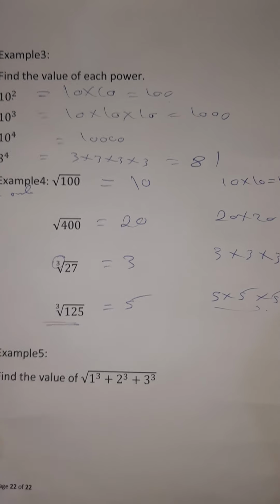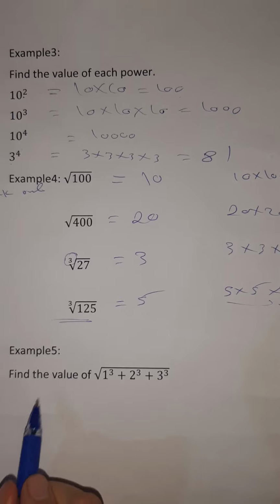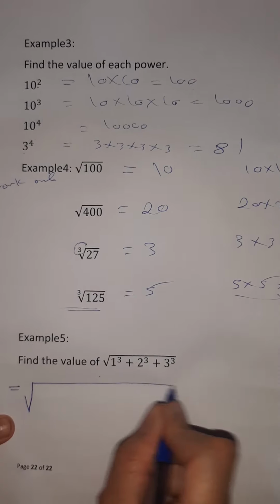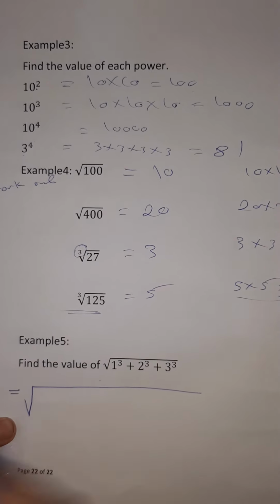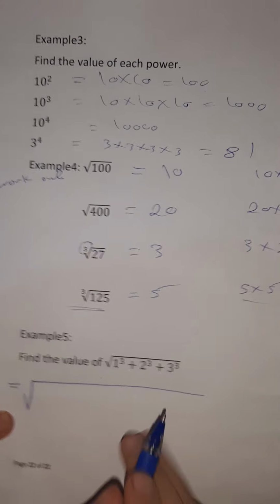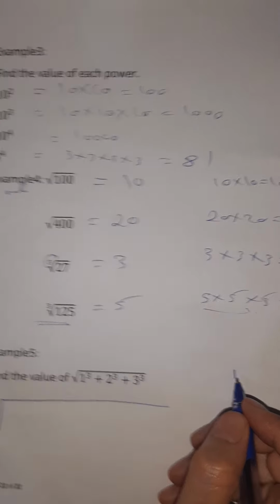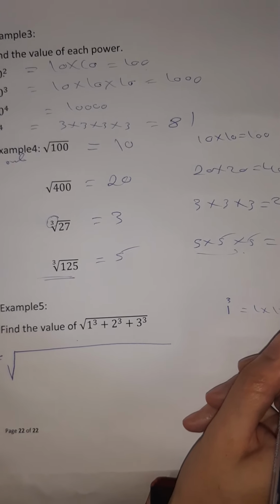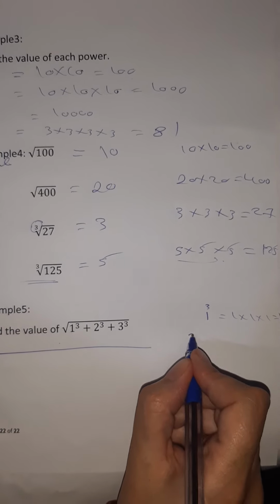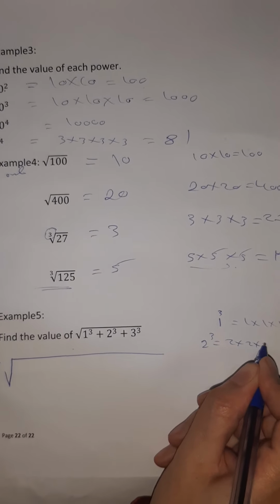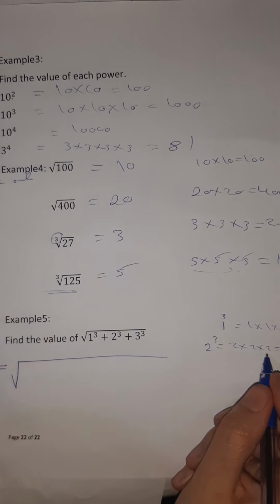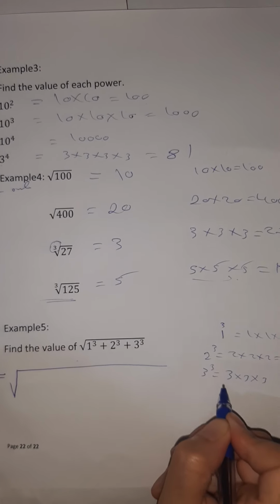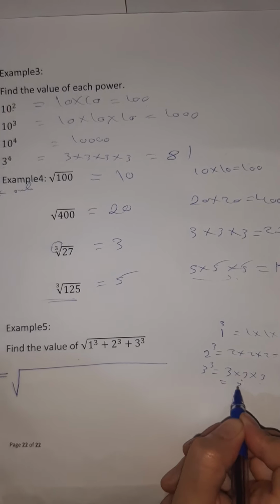Now the last example. Find the value of, look, the square root. There is no 3, it means a square root. 1 cubed means 1 times 1 times 1 equals 1. 2 cubed means 2 times 2 times 2 equals 8. 2 times 2 is 4, times 2 is 8. 3 cubed equals 3 times 3 times 3. 3 times 3 is 9, times 3 is 27.